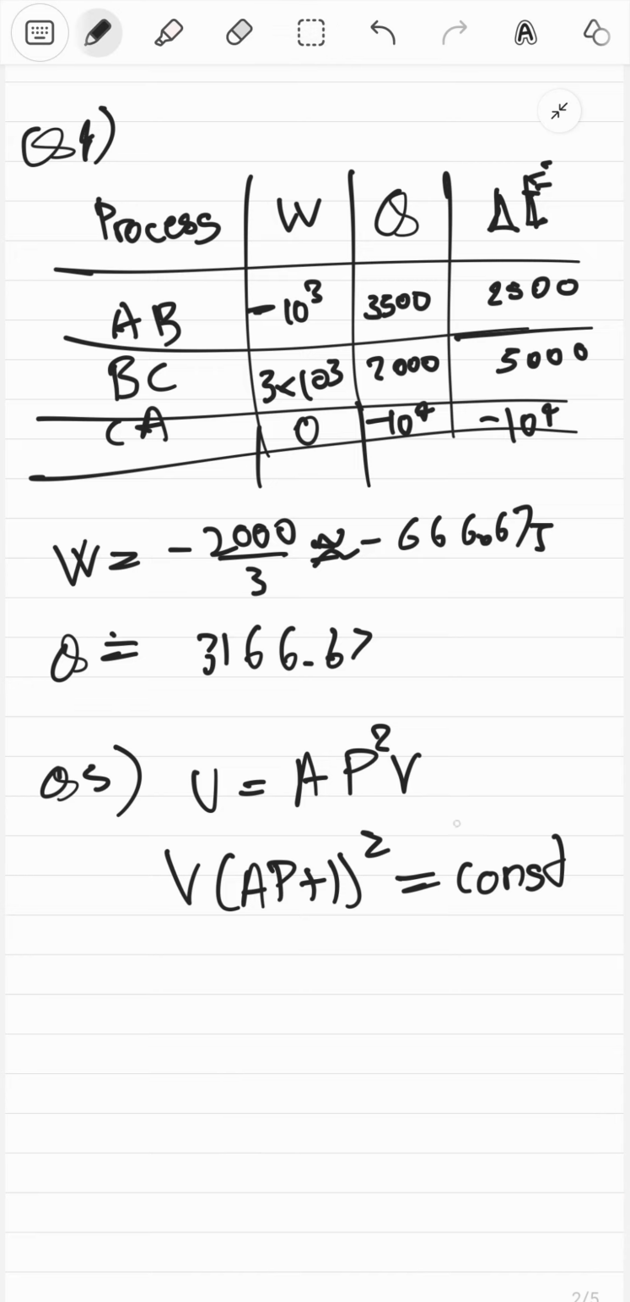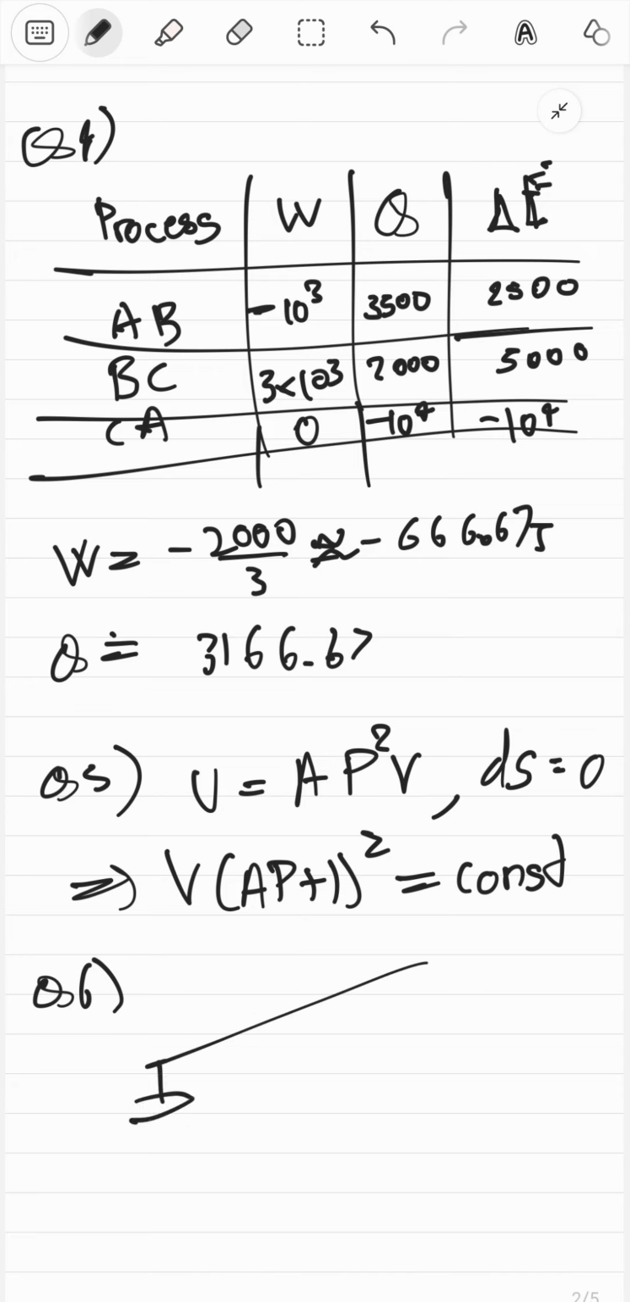So this equation and dS equal to 0, that implies this. Alright, question 6. Question 6 is three cylinders of identical cross-section areas. There's a figure given. I'm just going to draw this. So you have three cylinders.